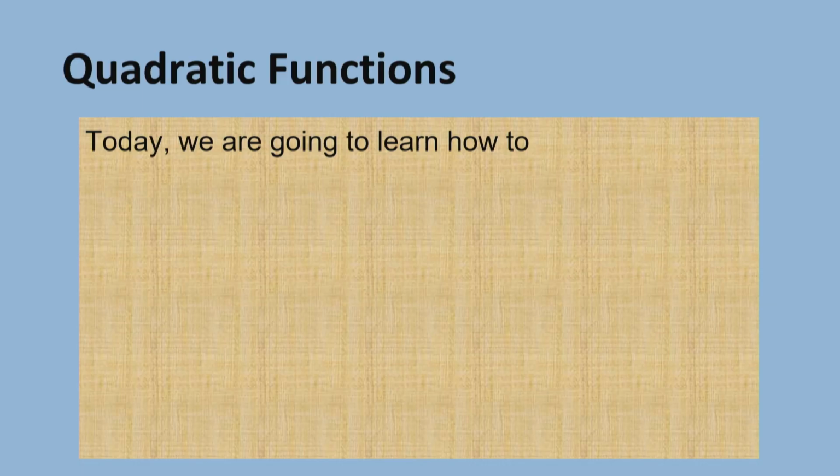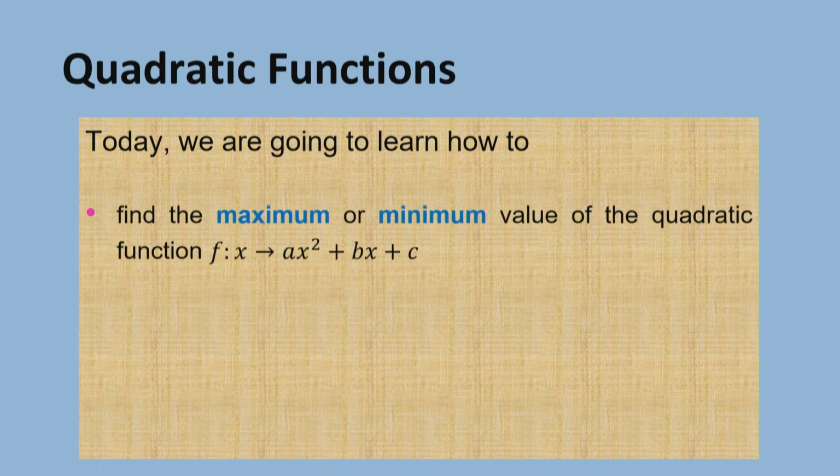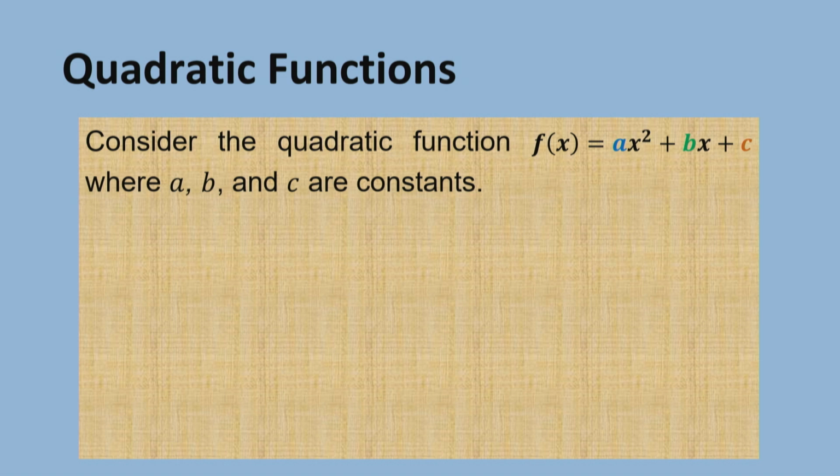So let's start. Today we are going to learn how to find the maximum or the minimum value of a quadratic function. Remember, a quadratic function is in the form f(x) = ax² + bx + c. So let's consider this function, f(x) = ax² + bx + c, where a, b, and c are constants.